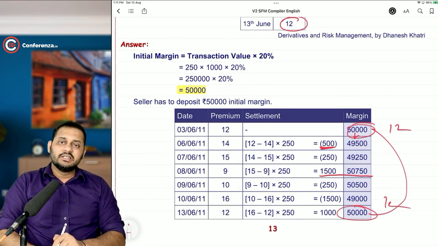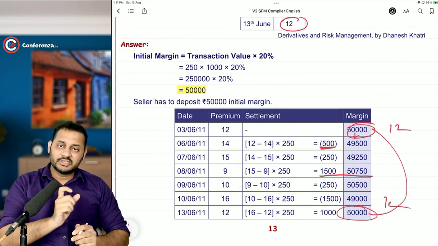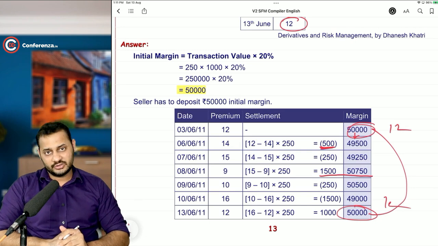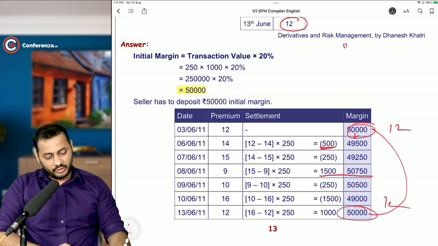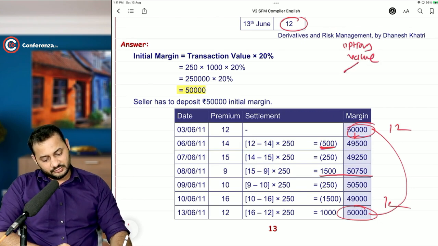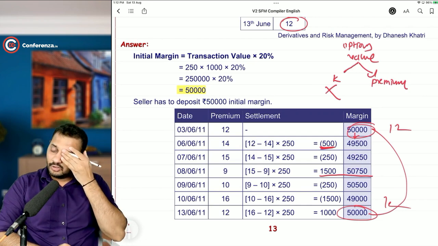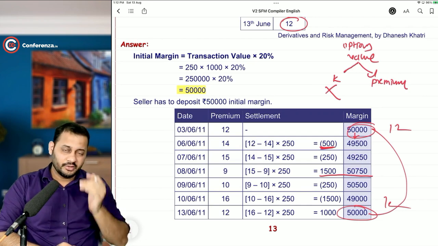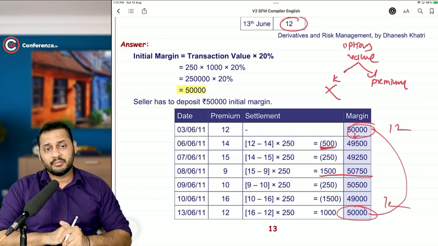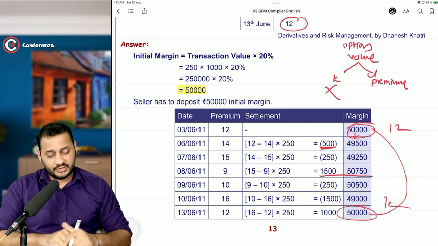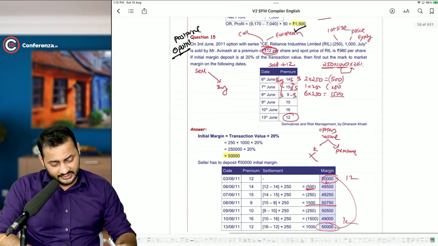So what happens in an options contract is the difference between the premiums is your profit and loss, because the option's value is not the strike price, it's the premium. So if you sell an option, you are selling the premium. If you buy an option, you are buying at that premium. That's it. This is the question, and it was, I think, an easy one.